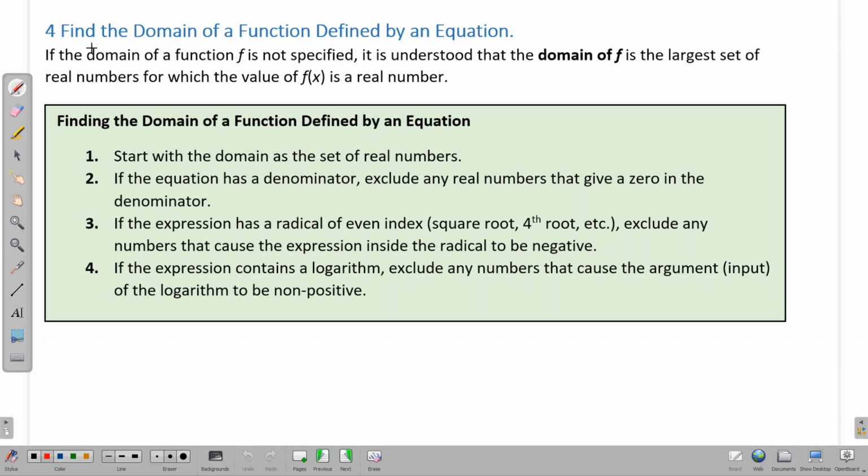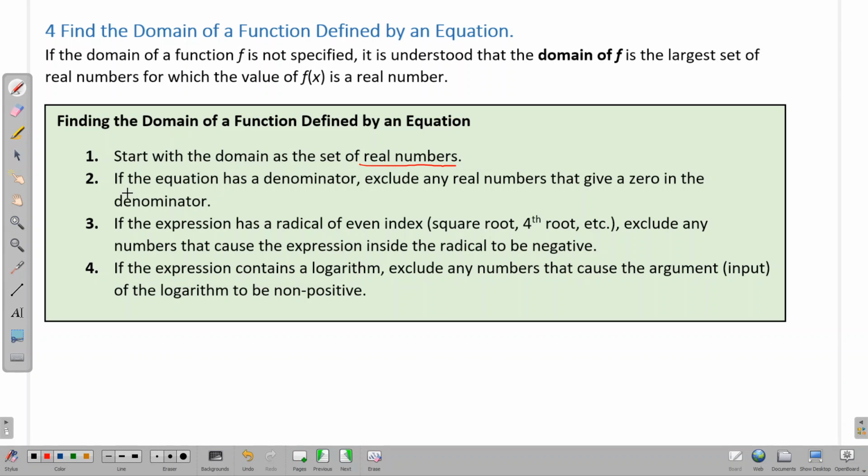Okay, so moving on to the fourth objective, we're looking for the domain of functions defined by equations, and here's the general process. So the domain, remember, is the set of all inputs. So when you look at a function, you're going to start off and assume that the domain is just everything, meaning all real numbers. The domain is all real numbers.